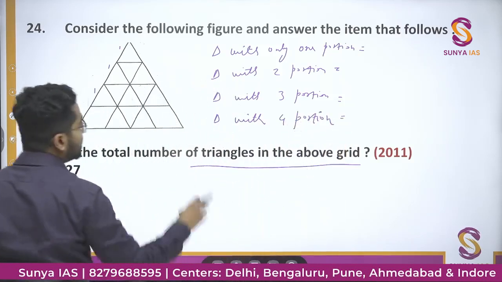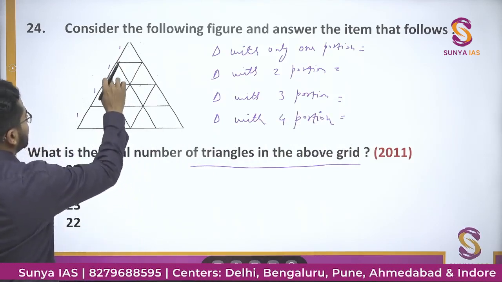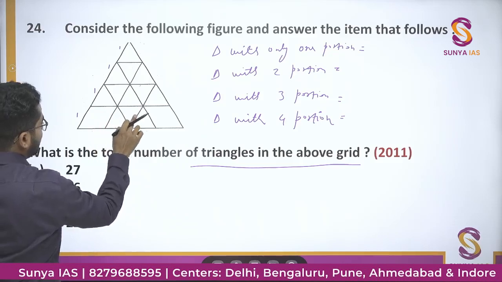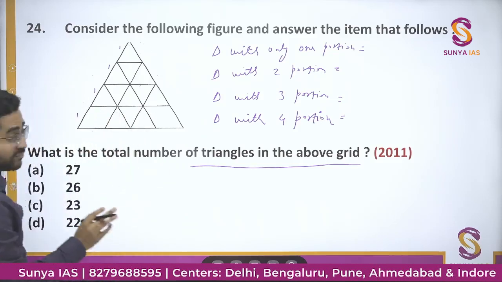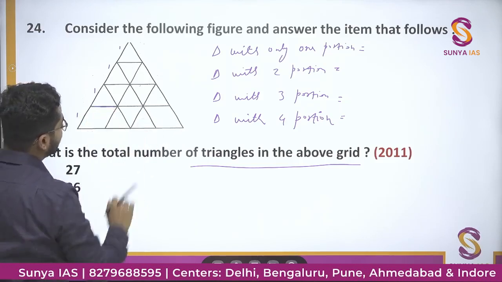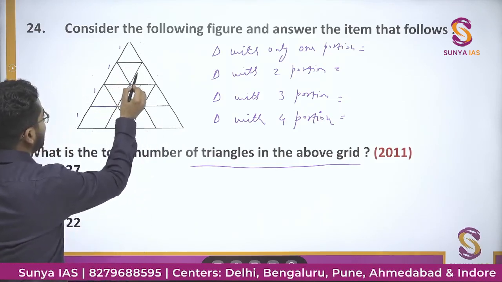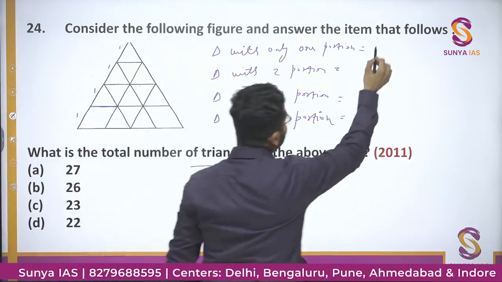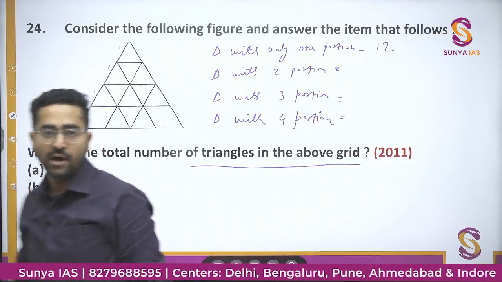तो if I count the number with one portion, 1, 2, 3, 4, 5, 6, 7, 8, 9, 10, 11, 12, 13, 14 नहीं है because these two are not triangles, that is 14 minus 2, 12. 1, 2, 3, 4, 5, 6, 7, 8, 9, 10, 11, 12, there are 12 such triangles. Any doubt?